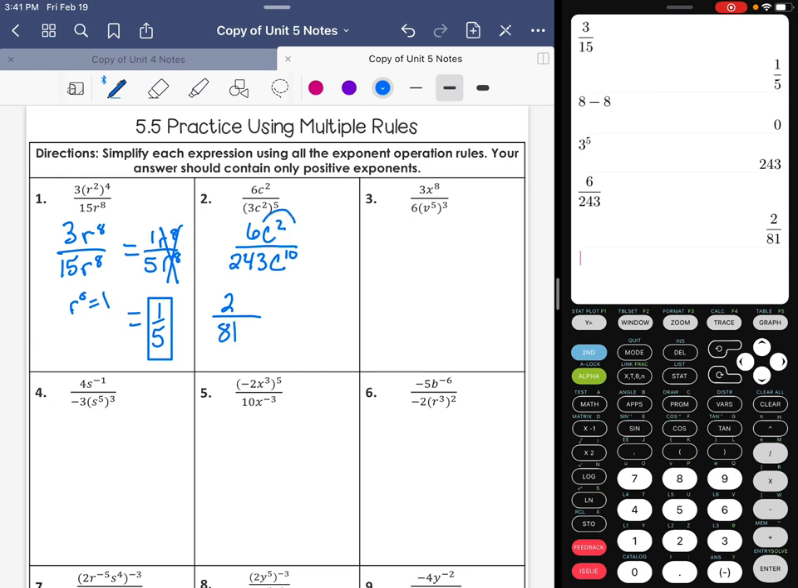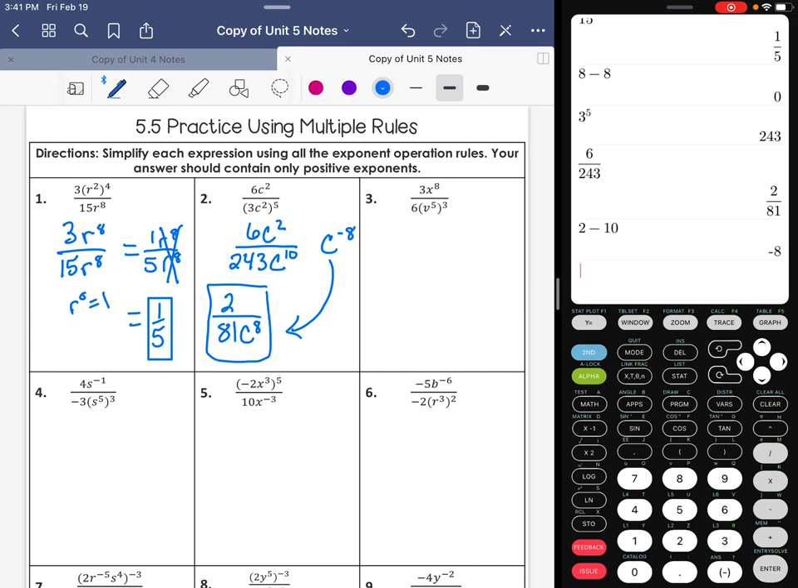And then I'm going to look at these c's. So I'm going to have 2 minus 10. So I'm going to have c to the negative 8th power. Well, that means that that c needs to go to the denominator. So I'm going to have c to the 8th power in the denominator. 2 is the only thing that stays in the numerator.